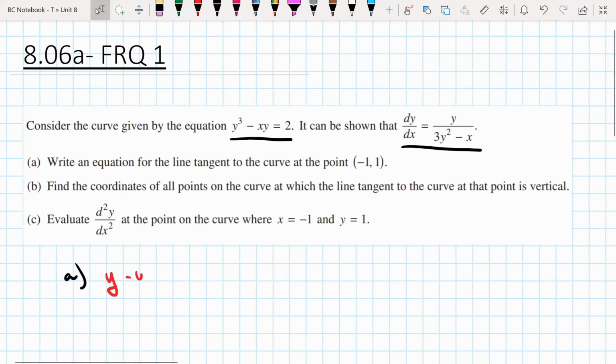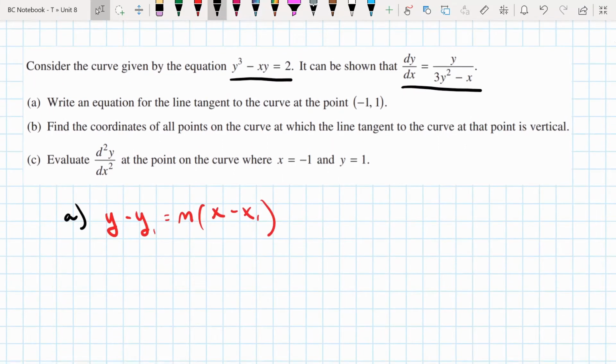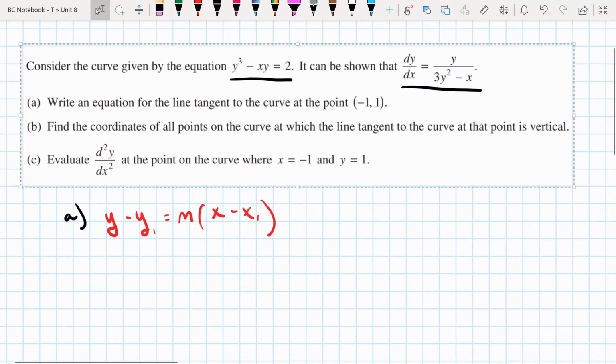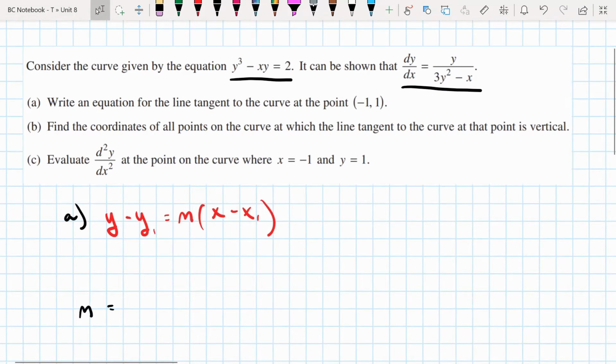So from our notes, we know that the equation of a tangent line can be found through this equation, where x1 and y1 are coordinate points. Those are going to be given to us for this first question, and then the slope m is going to be found through the derivative. So to determine the value of m, what we're going to do is evaluate the derivative at the point (-1, 1).